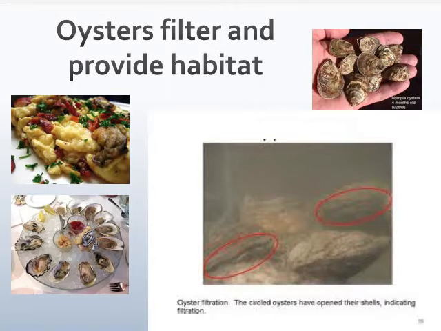A keystone species is defined as a species whose presence and role within an ecosystem has a disproportionate effect on other organisms within the system. Because these oysters are able to filter out huge volumes of water, they end up filtering out a lot of different contaminants. They also tend to pile up on top of each other, forming what we could consider a reef of oysters that can become an important habitat.